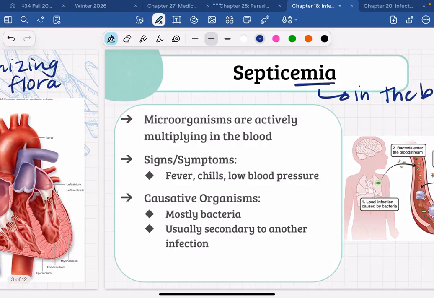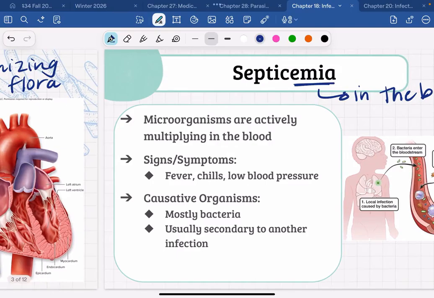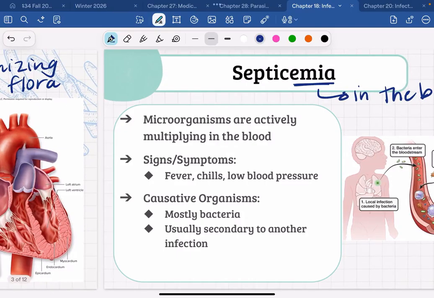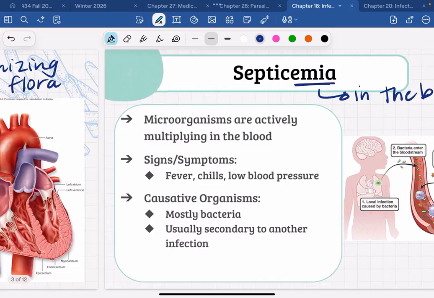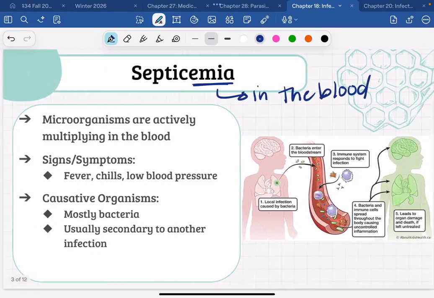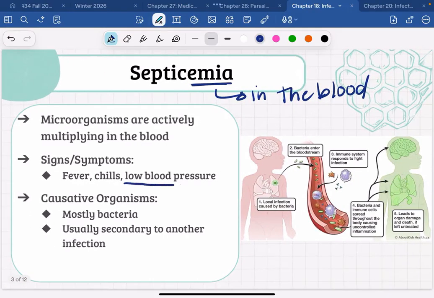It's not something like, oh, it burns when I go to the bathroom, or my arm hurts because I have a wound on it, right? It's this, their whole body is sick. And then the hallmark symptom that's associated with septicemia is low blood pressure. And this low blood pressure is also called septic shock.